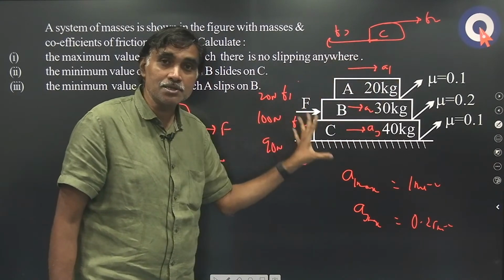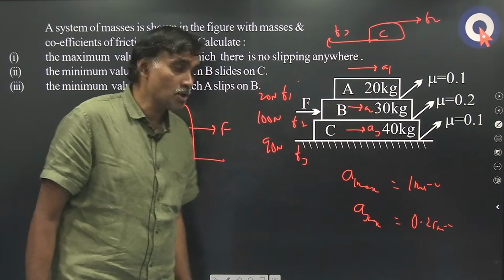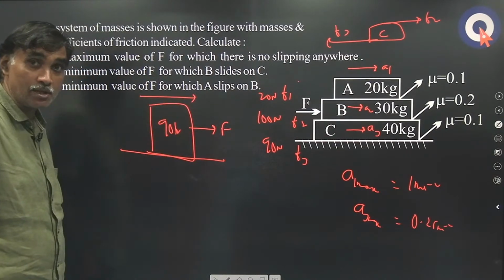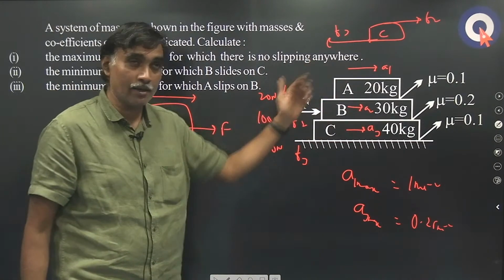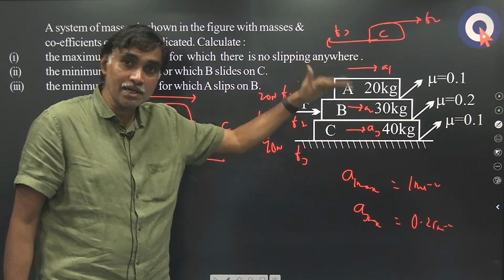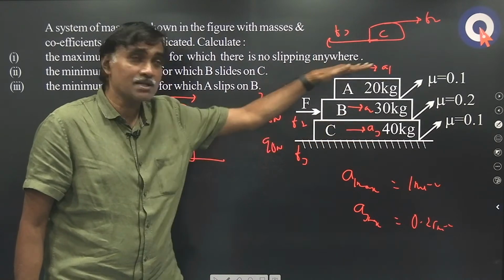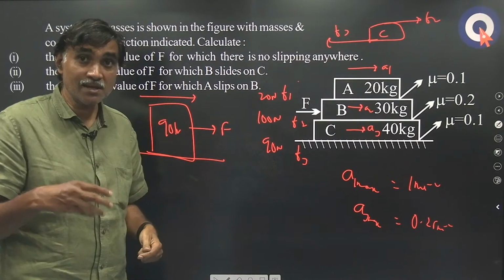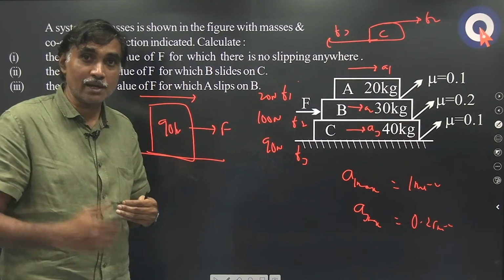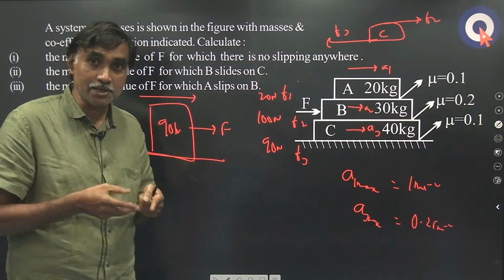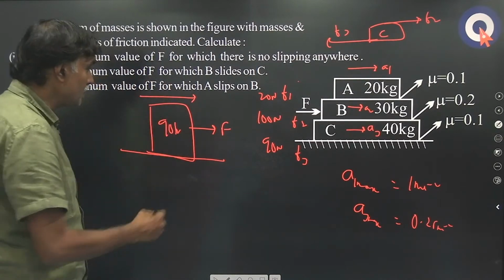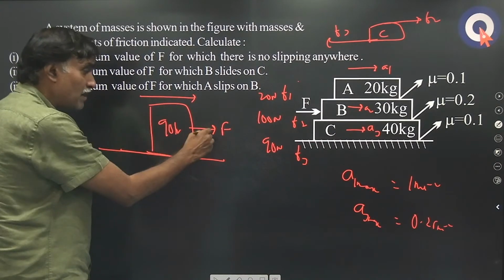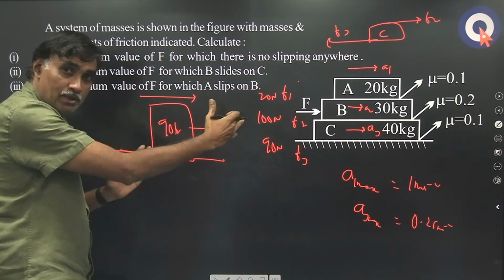Until then we can consider all the 3 blocks as a single block. So until what acceleration do all the 3 blocks move together? Until the maximum acceleration of the block which is lesser, block C or block A. If the maximum acceleration of block A is lesser than block C, then that acceleration you should take. Until that lesser maximum acceleration, all the 3 blocks will move together. So in this case it is 0.25. If I apply more than 90, what happens? They will accelerate together.